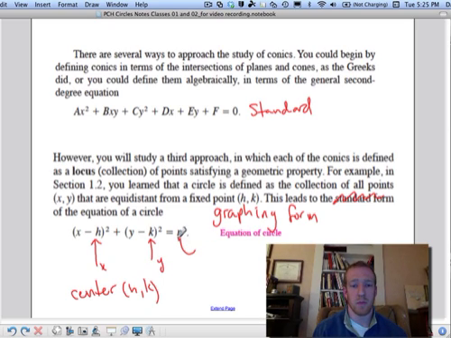And then this number here is our radius squared. So we take the square root of this to get our radius. So our radius is the square root of that number, which is just r. So let's do a couple of examples here.